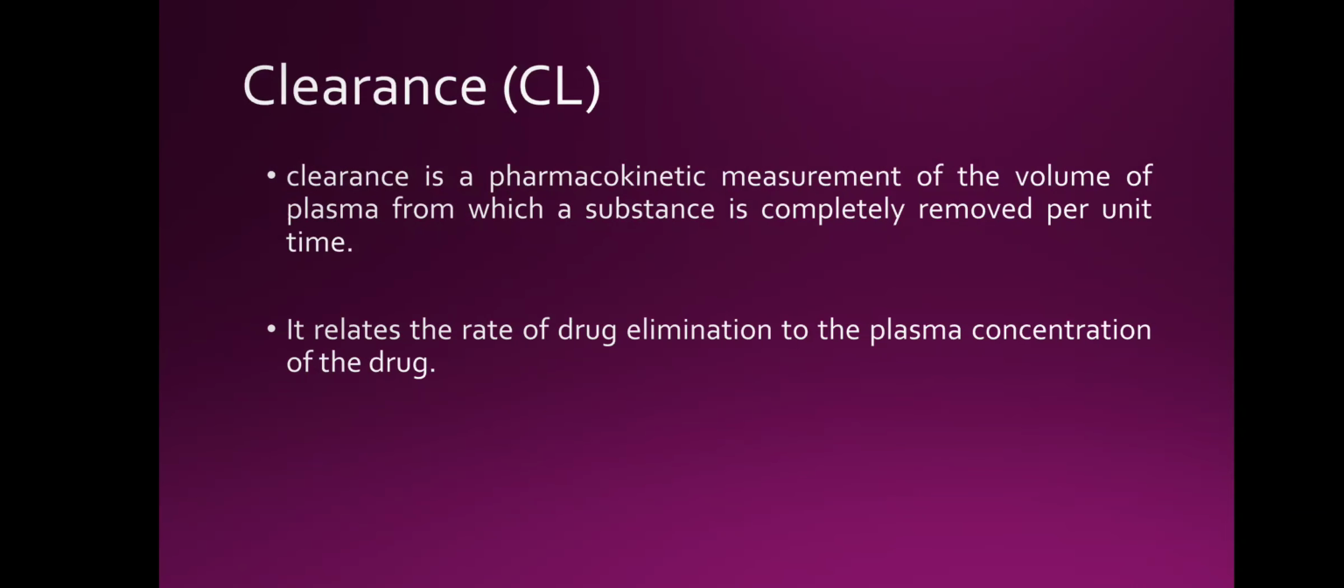How about clearance? Clearance is a pharmacokinetic measurement of the volume of plasma from which a substance is completely removed per unit of time. You can relate it to creatinine clearance, because we got the idea from there. Creatinine clearance is a measure of kidney function, because creatinine is freely filtered through the kidney and neither secreted nor reabsorbed. It goes through the kidneys and out in the urine. So it is the same idea. Clearance is a measurement of how much volume of plasma has been cleared of a drug. It relates the rate of drug elimination to the plasma concentration of the drug.